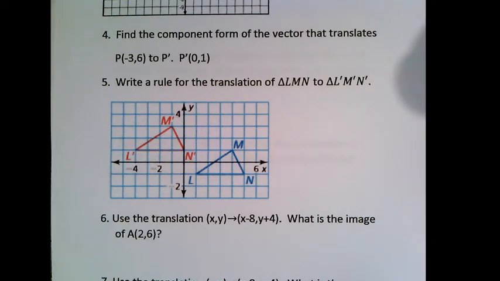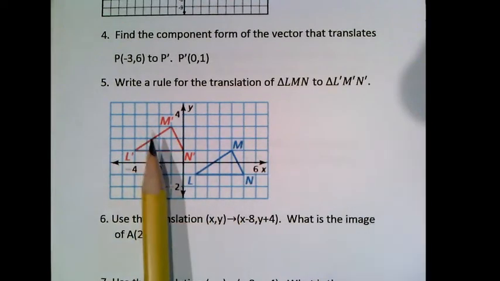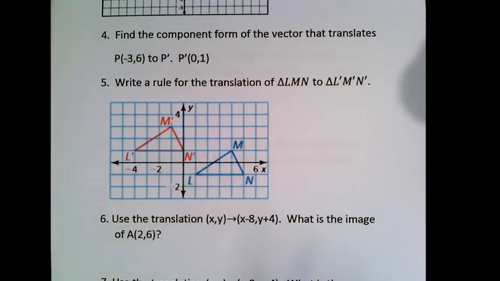So if we look at number 5, it says write a rule for the translation of L, M, N to L prime, M prime, N prime. We're starting here, pre-image, and then that's our image. That's a terminology they use on your homework. And they just want a translation. So you literally just have to pick a point. So Jordan, what number do you want to pick? And we'll translate from there.